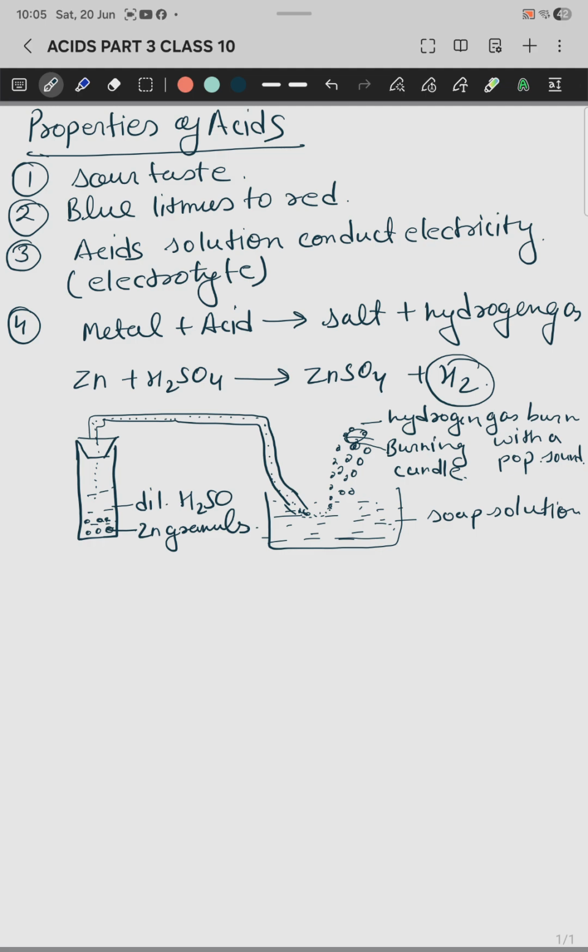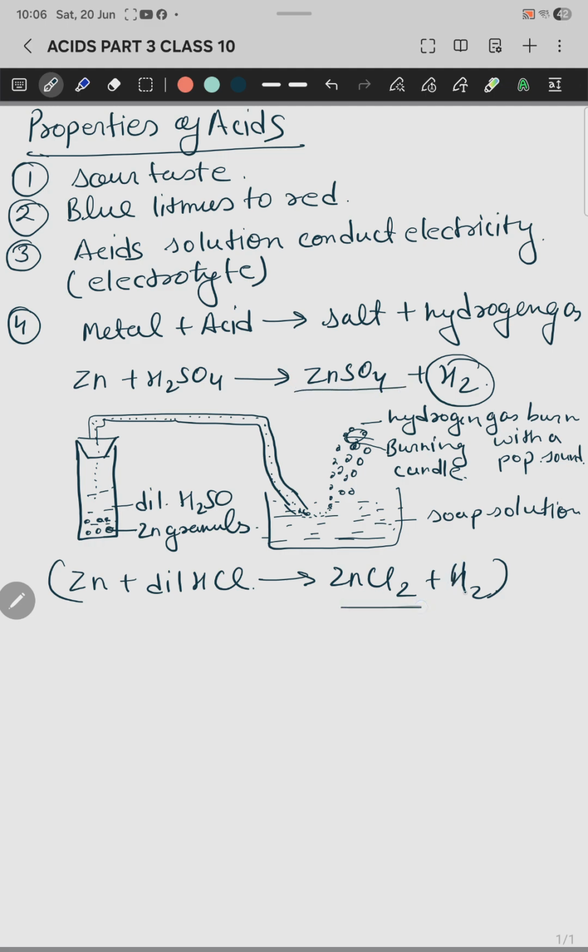Please note one thing: dilute hydrochloric acid reacts with metals to form metal chloride and hydrogen gas. Suppose I take one example here: zinc plus dilute HCl, hydrochloric acid, will give you ZnCl2 plus hydrogen gas. This reaction can also take place, but remember, this is ZnSO4, this is ZnCl2. Hydrogen gas is common because when a metal reacts with any acid, and this is also an acid. That's why I am taking this example to help you understand. Okay, now this is the fourth chemical property, or you can say the fourth property of the acid.